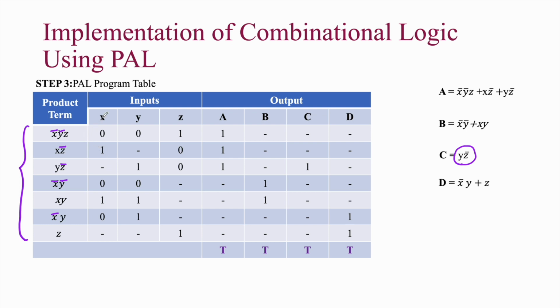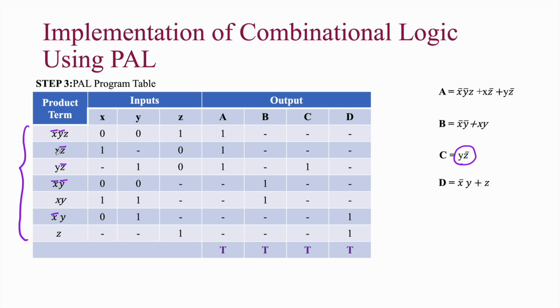So now we have two columns, one for inputs and the other for outputs. What are all the inputs? We know that inputs are x, y and z. So what are all the variables that we have? We have instead of x, x complement, therefore 0. We have y complement, therefore 0. We have z as such, therefore 1.